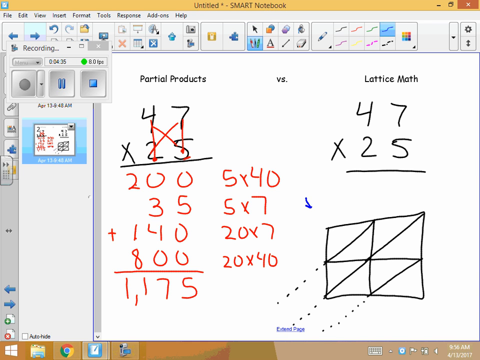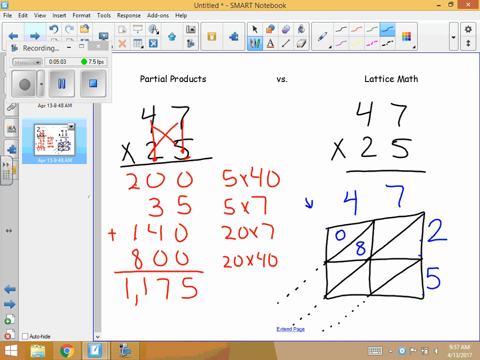Again, we've got our lattice drawn out here. It looks a little bit different because we have a 2-digit by 2-digit. So I'm going to take my 47 and put it on the top, and my 25 and put it along the side. Notice that each number kind of has its own box. So this box here, I'm going to do 4 times 2. 4 times 2 I know is 8. Well, 8 is only a 1-digit number. So to hold my tens place, I'm going to put a 0 in there. I'm going to place my 8 in the bottom part of the box.